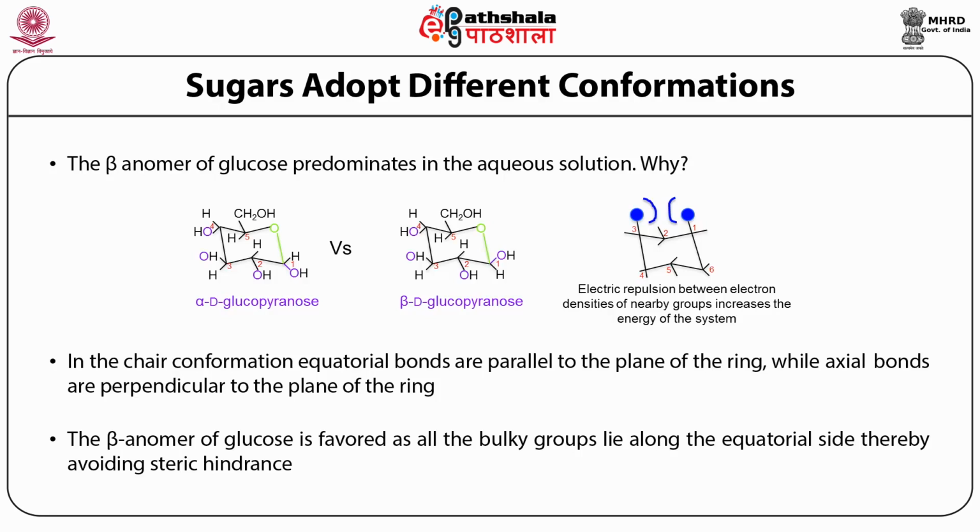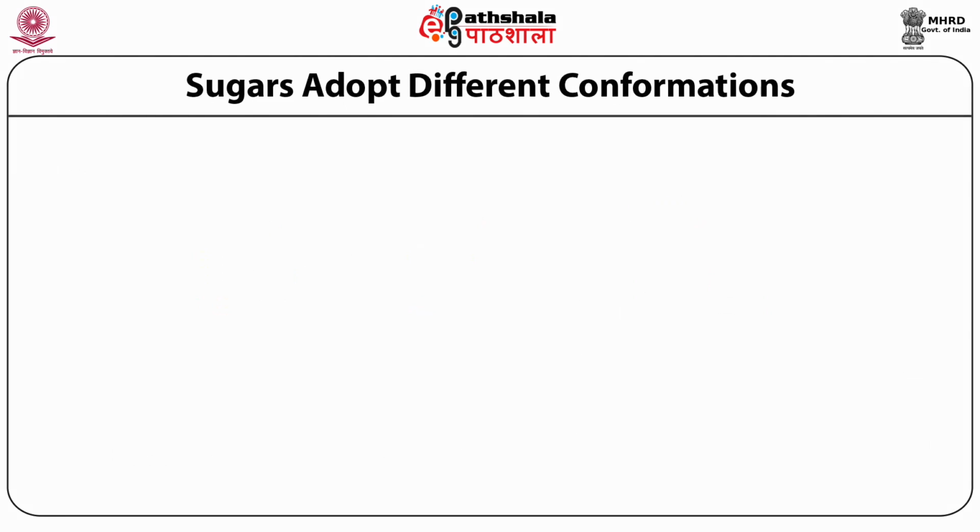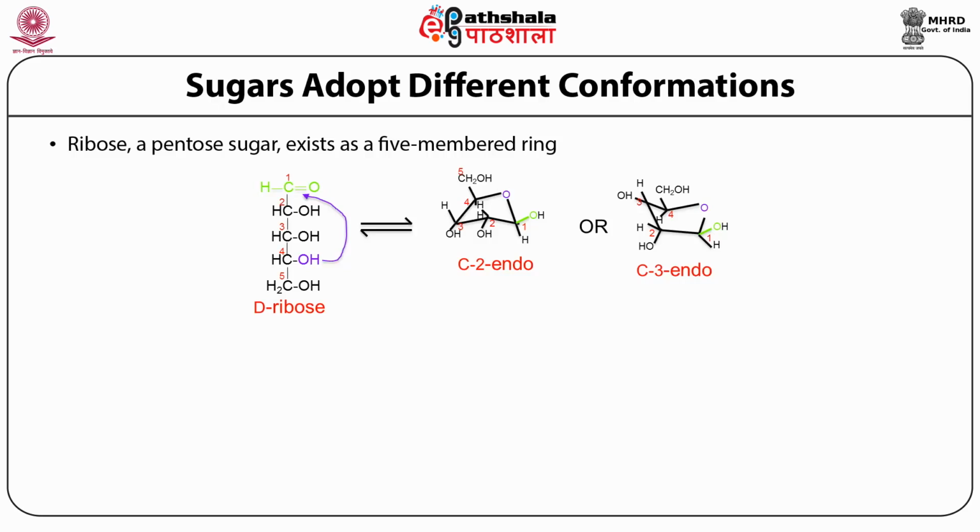And so the answer to the question of why the beta anomer of glucose predominates in aqueous solution is simple: you can just answer by saying that all the bulky groups in the beta glucopyranose are placed along the equatorial position, because of which there is less steric hindrance, and hence this structure is more stable than its alpha anomeric form. So similar to the hexoses which attain a pyranose form, pentoses can also cyclize and give rise to a 5-membered ring.